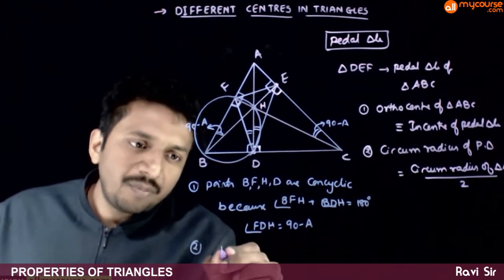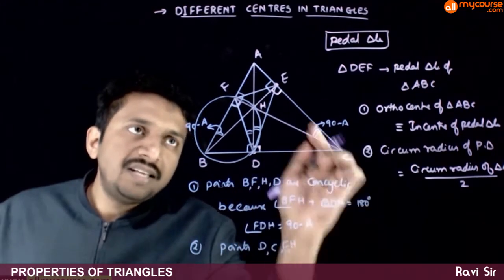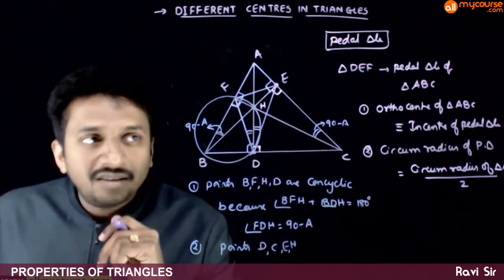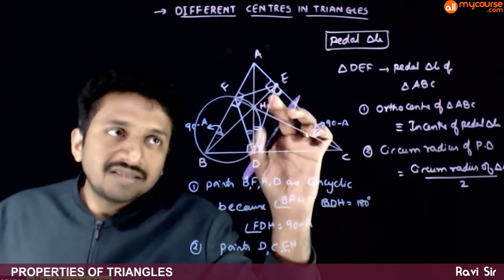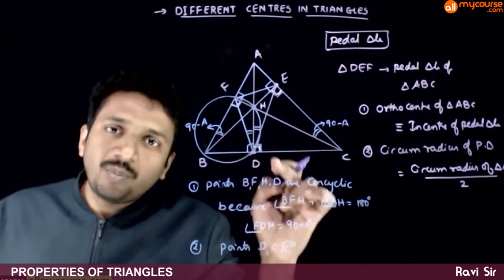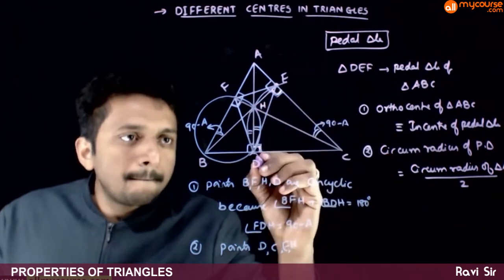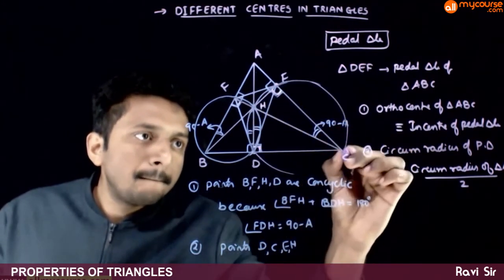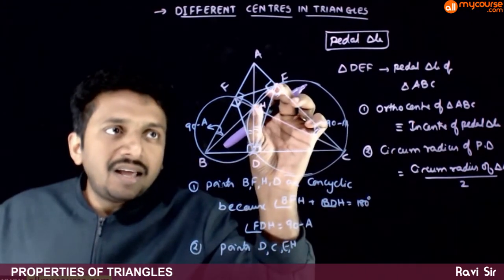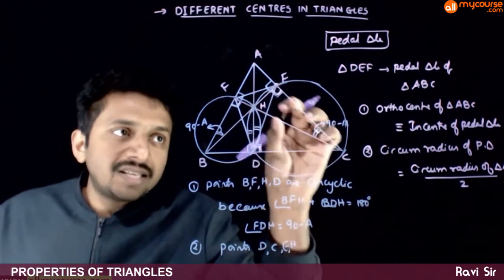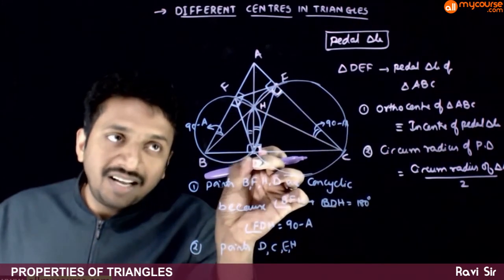Similarly, can I say that points D, C, E, H are also concyclic? Yes, because this angle plus this angle is equal to 180 degrees. Hence, the sum of opposite angles is 180. Hence, these 4 points are concyclic. That means I can draw a circle through these 4 points also. Now, if I take EH as the chord, EH subtends an angle of 90 minus A on the circumference. So it has to subtend an angle of 90 minus A at D also.